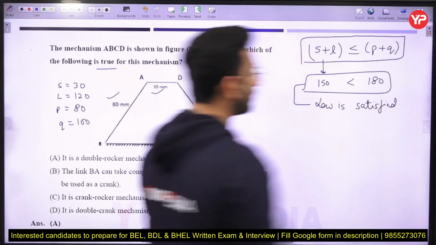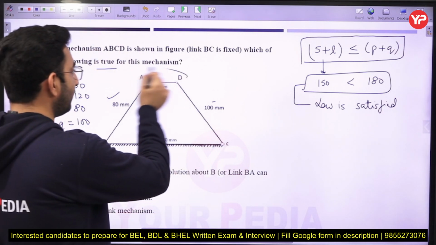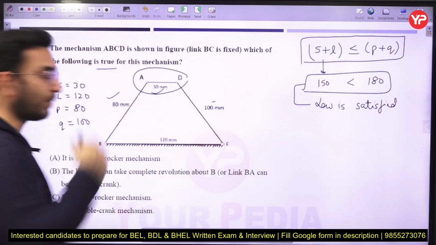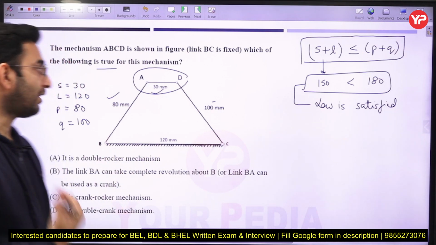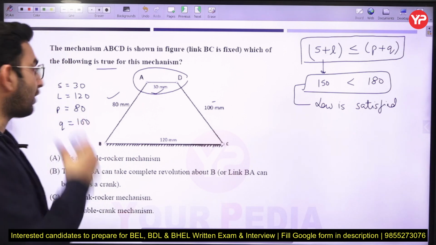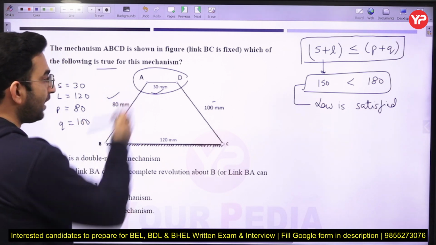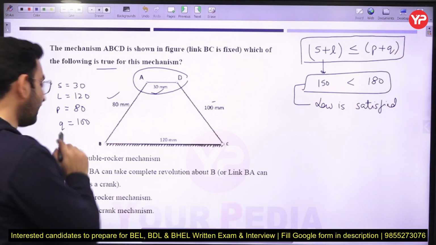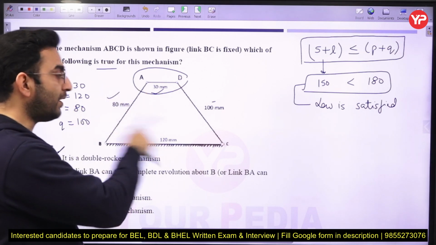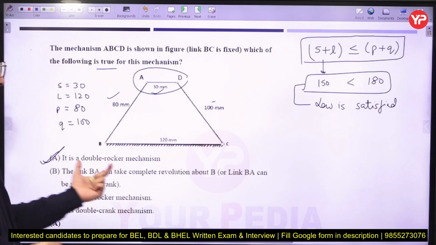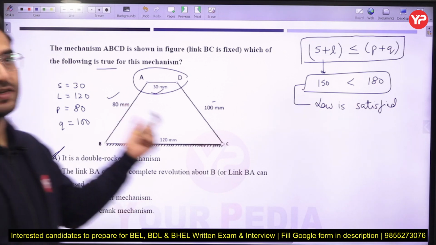First of all, you see which link is fixed. Here you can see the AD link is fixed. The shortest link is opposite to the fixed link, so the mechanism is going to be a double rocker mechanism. The AB link and the CD link are going to oscillate. They can't rotate completely about points B and C. That is why it is a double rocker mechanism. So option A is going to be the correct answer in this case. That's a very simple part.